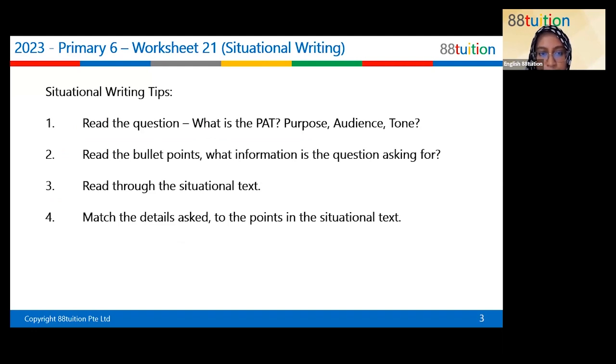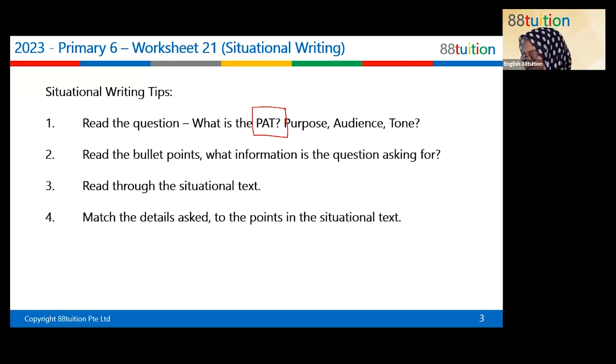When we do situational writing, you need to read the question first. Always ask yourself, what is the PAT? Go and annotate somewhere what is the purpose, audience, and tone that is needed for this particular question. Whenever you get your situational writing paper, you do PAT yourself, what they want. Then you read the bullet points, what information the question is asking for, then you go and answer them.